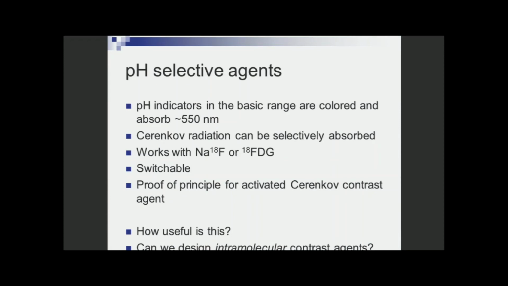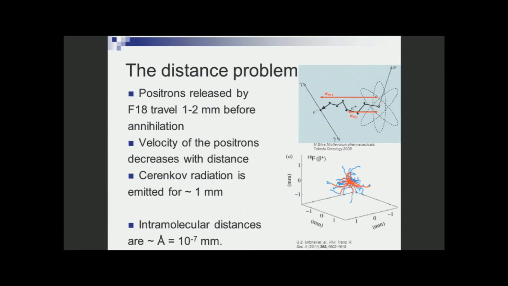But how useful is this? Can we take this on and design an intramolecular contrast agent where everything is happening in the same molecule? We were a little worried about this because of the distance problem, and we saw Dr. Grimm discussed this, that the positrons released by F18 travel 1 to 2 millimeters before annihilation, and the velocity of the positrons decreases with distance from the emission source, and so the radius from which you can see Cherenkov radiation is about 1 millimeter.